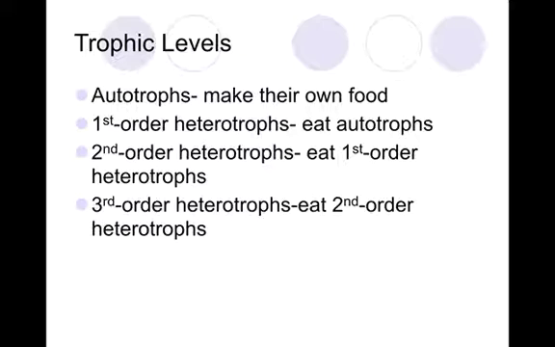Trophic levels are our different feeding levels. So first we have our autotrophs. That's the level that makes their own food. Then we have our first order of heterotrophs, which eat our autotrophs. Our second order of heterotrophs eat our first order of heterotrophs. Third order of heterotroph is going to eat our second order of heterotrophs.